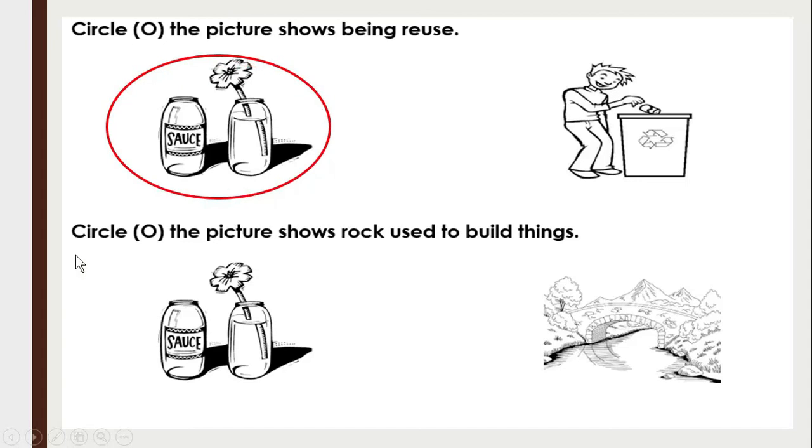Last question for the natural resources. Direction: circle the picture that shows rock used to build things. First or second? Very good. The answer is the second picture.